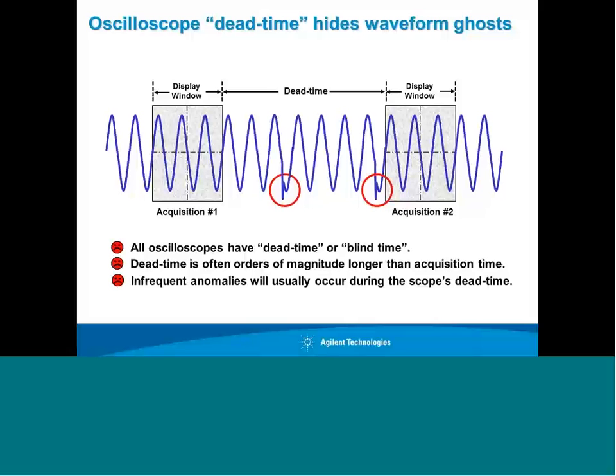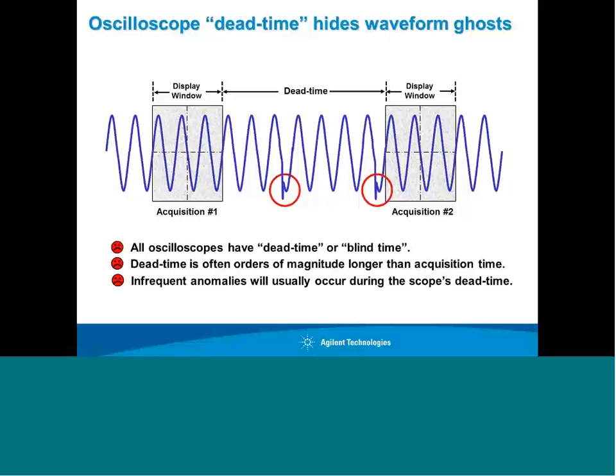So here we show a graphic example, two acquisitions on a scope. Acquisition number 1, there you can see the display window. Then there's a dead time, where the scope is processing the previous acquisition, acquisition number 1, processing that information so that it can then display it on the scope's display before rearming the scope's triggering to capture the next acquisition. And as we show in this example, during that scope dead time, we actually had 2 anomalies, but the scope totally missed them.